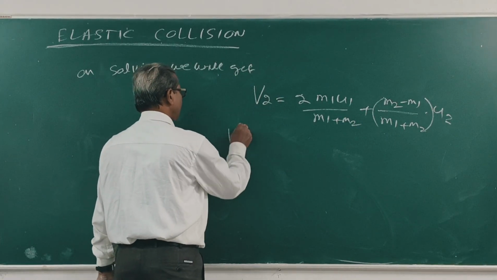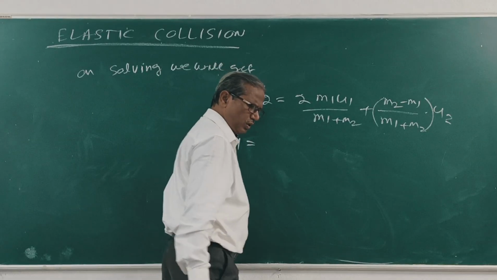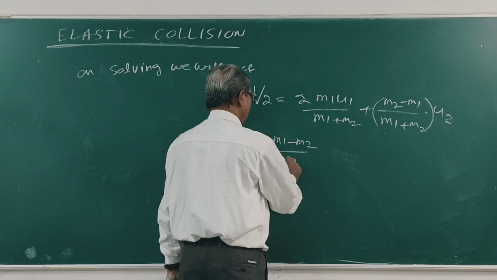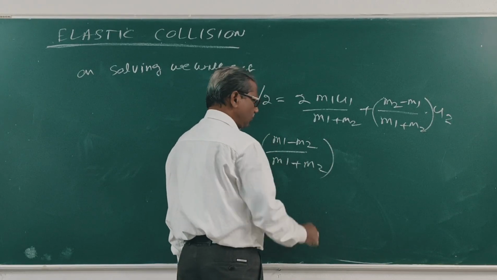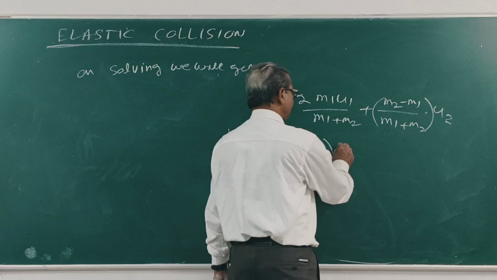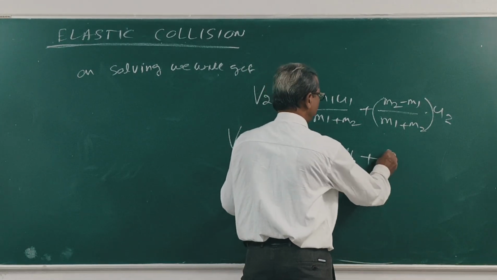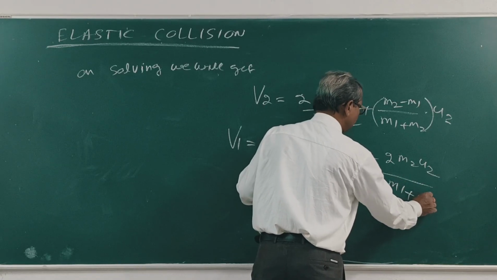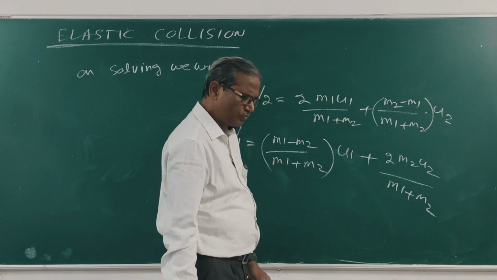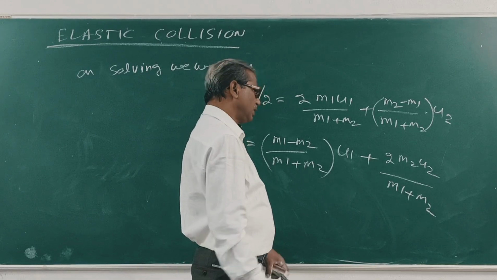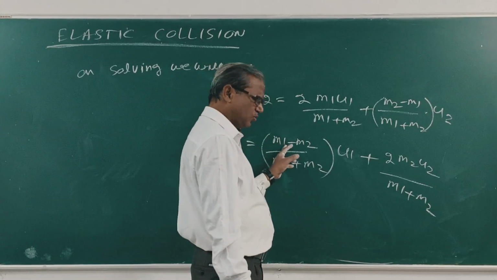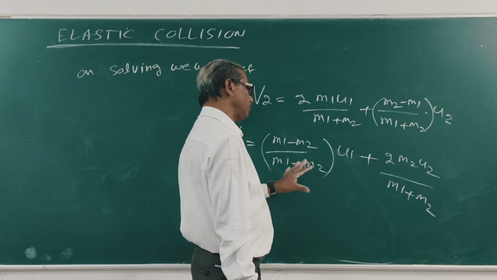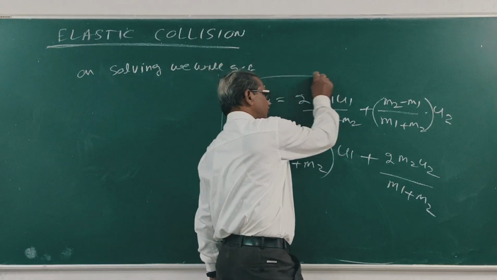Similarly, v1 is equal to m1 minus m2 by m1 plus m2 into u1, plus 2 m2 u2 by m1 plus m2. Clear? This is v1, v2. What is v1 equal to? m1 minus m2 by m1 plus m2 u1 plus 2 m2 u2 by m1 plus m2. This is equation 4.